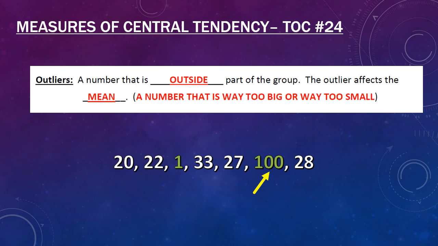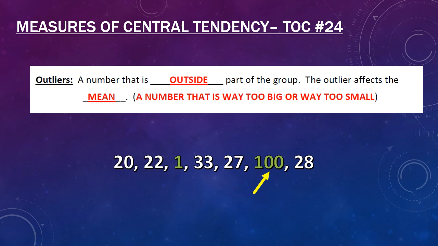Say I was looking at ages of people in a restaurant. I would say, okay, they're all in their 20s and 30s. But then if I looked at that 1-year-old, whoa, and a 100-year-old, that 1-year-old and the 100-year-old, they're outliers. They're way too young and way too old to be in that restaurant.